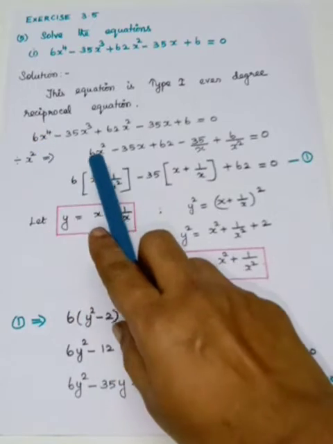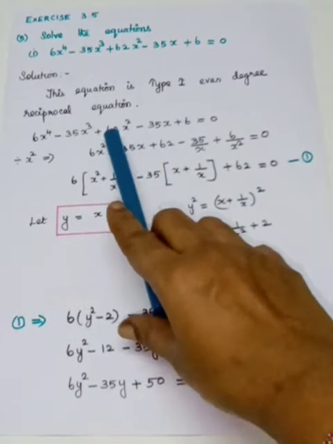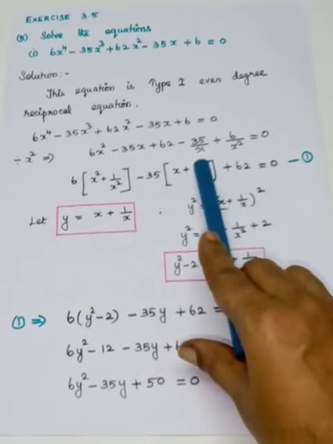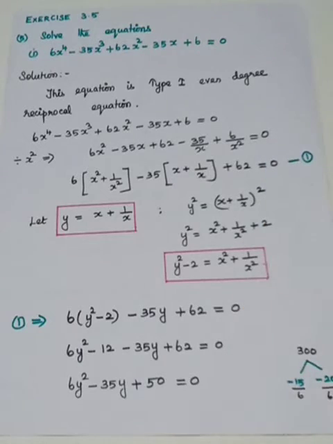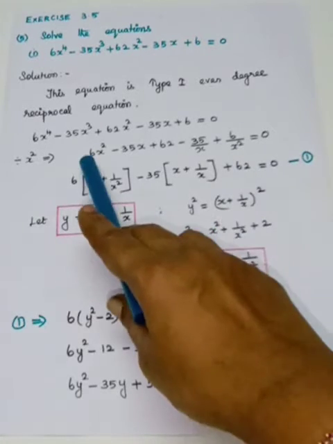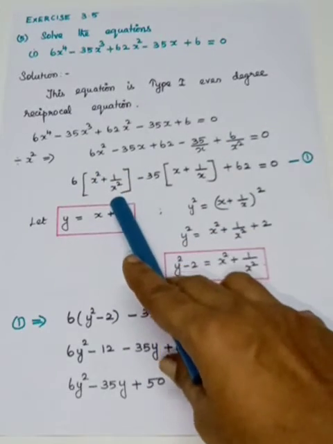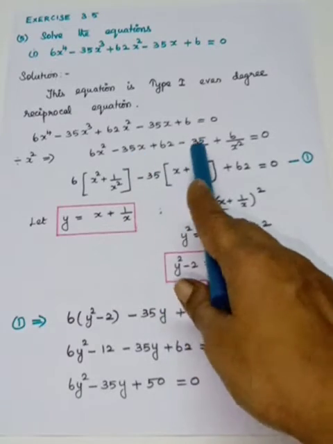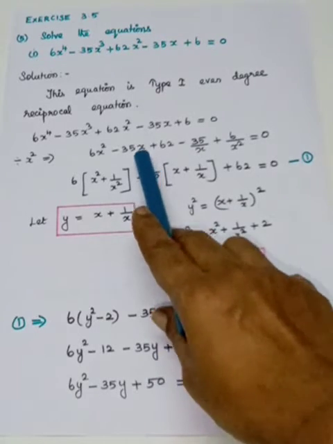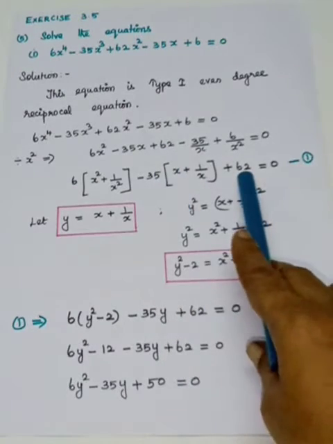So it will become 6x squared, minus 35 x cubed by x squared is x, plus 62 x squared by x squared is 62, minus 35 x by x squared is 35 by x, plus 6 by x squared, is equal to 0. You consider the first term and the last term because the coefficients are equal. So 6 is taken out. Our first term is x squared and the last term you will have 1 by x squared. From the second term and the second to last term, if you combine these two, minus 35 will be there. So minus 35 is taken out, here you are having x, here you are having 1 by x. Minus 35 is taken out, and the remaining term is plus 62 is equal to 0.